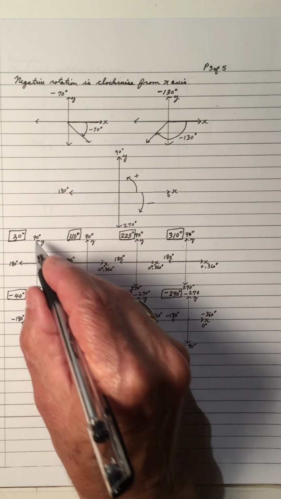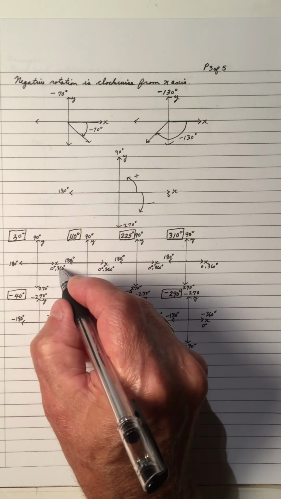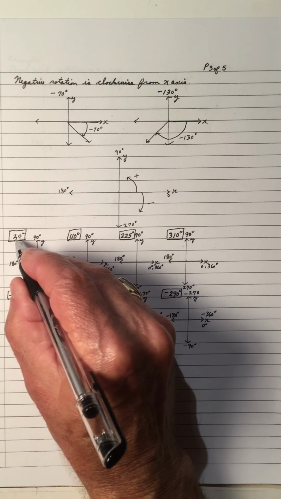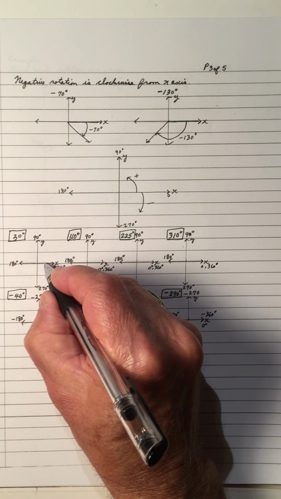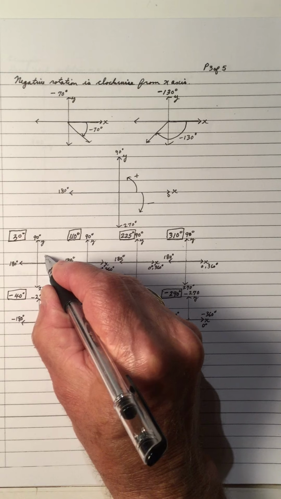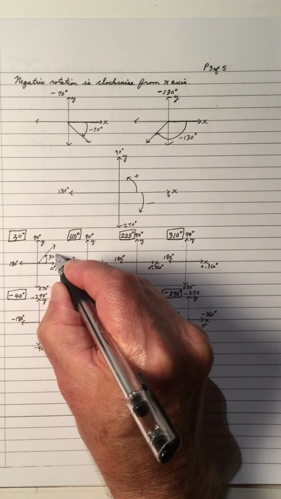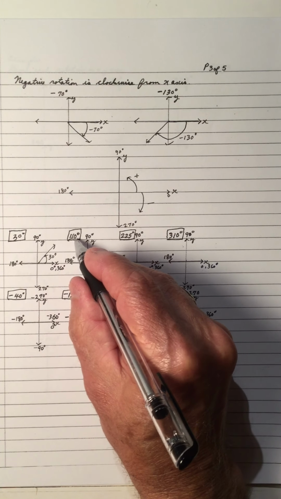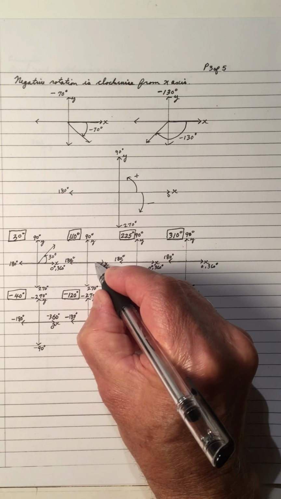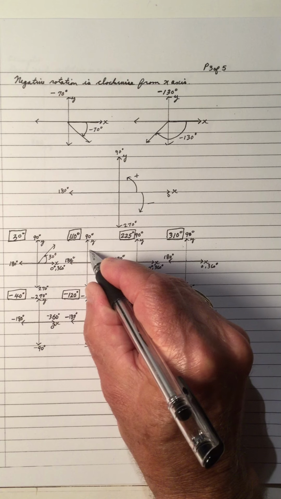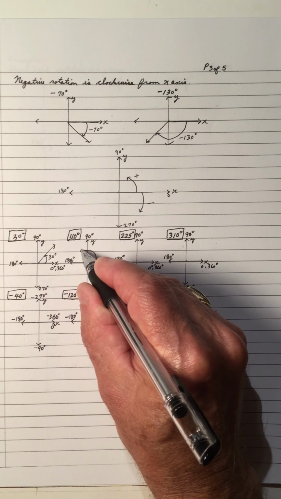So now we have 0, 90, 180, 270, 360. We want to rotate 30 degrees. So 30 is, there's the 30-degree rotation again. We want to rotate 110 degrees. 110 is 90 plus some more.